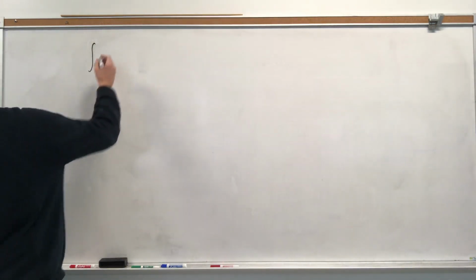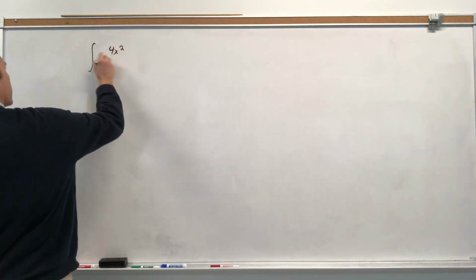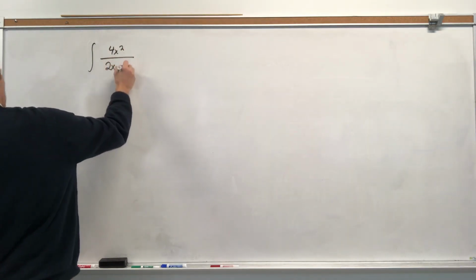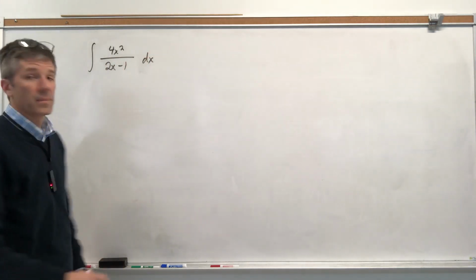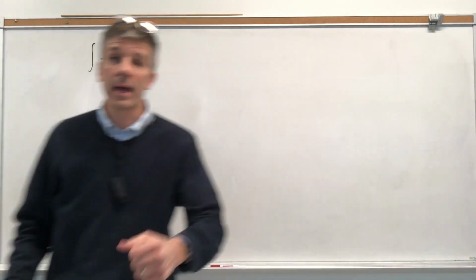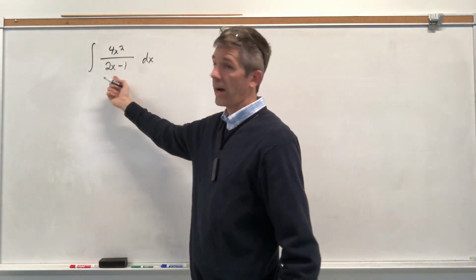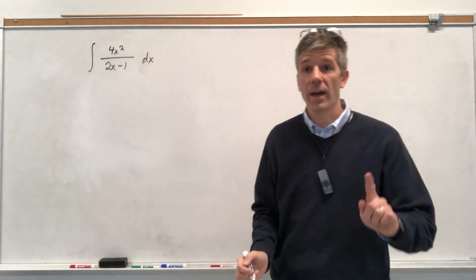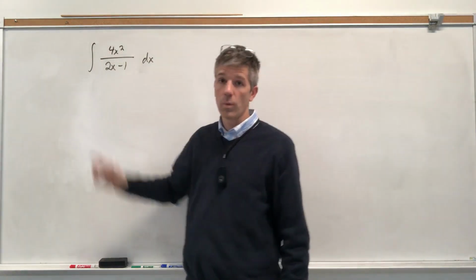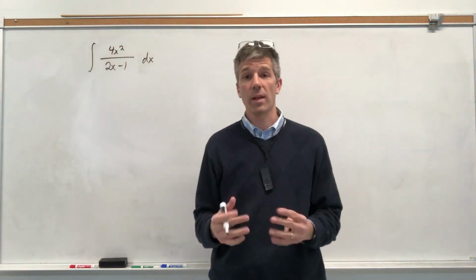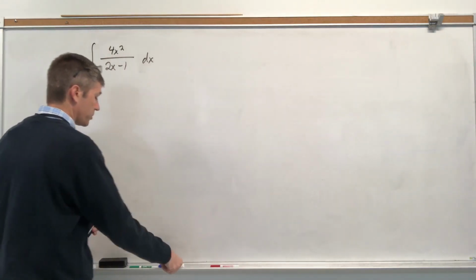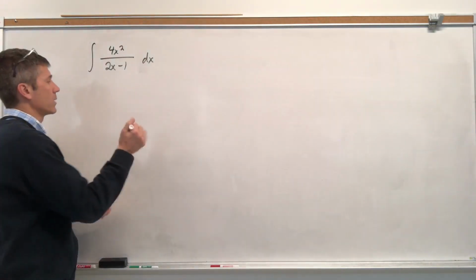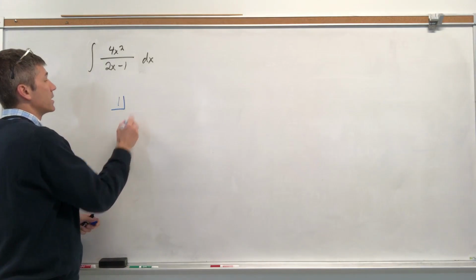All right, 4x squared divided by 2x minus 1 dx. Okay, we are dividing by a linear factor. That linear factor has a leading coefficient of 2. So we can use synthetic division, but it'll have to be modified synthetic division. So first we're going to put 1. And then we'll put 4.